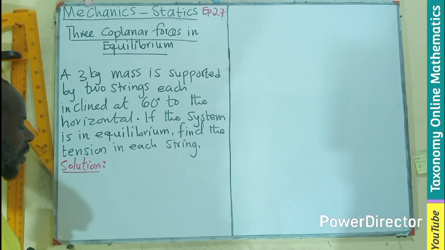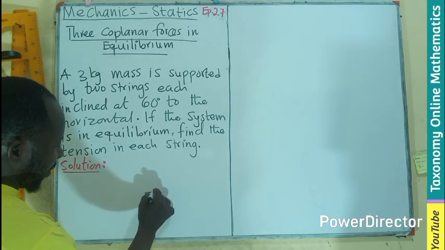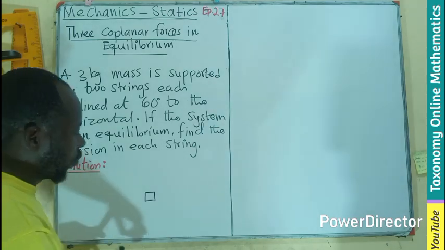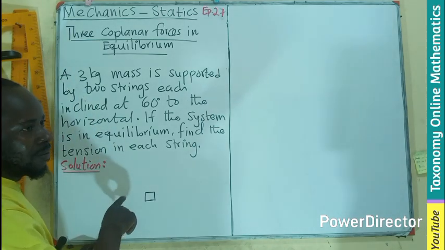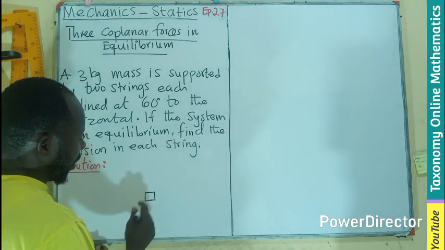So let's see, we have the mass here. This is the body. To support this by a string, it is going to go up. So we can have a string.